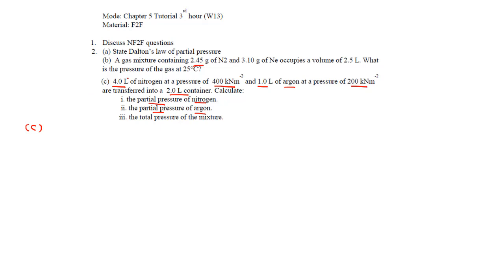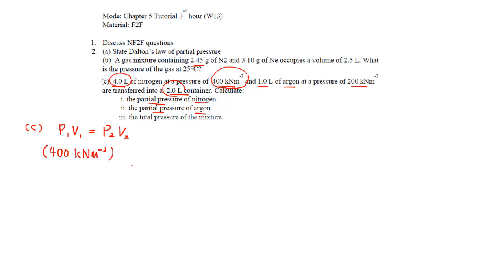For nitrogen we have the initial volume, the initial pressure, and then we have the final volume, which is the volume of the container. So what we need to find now is the final pressure in the container. We can use Boyle's law, which is P1 V1 equals P2 V2. We will solve for nitrogen gas first. Again, we do not need to convert the pressure to atm. We can just use kilonewton per meter square.